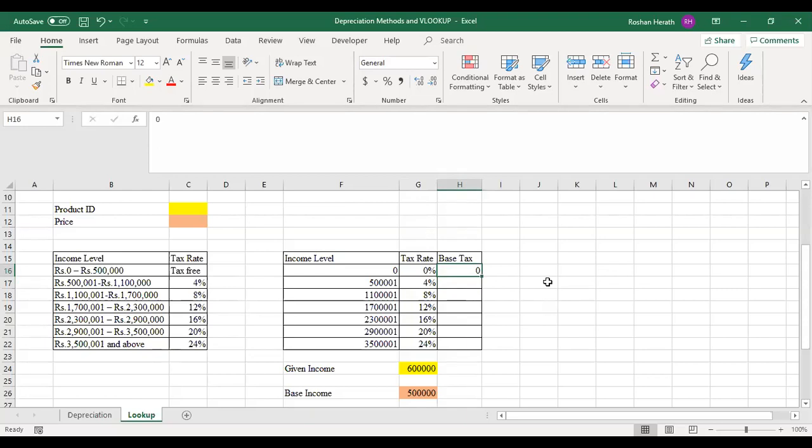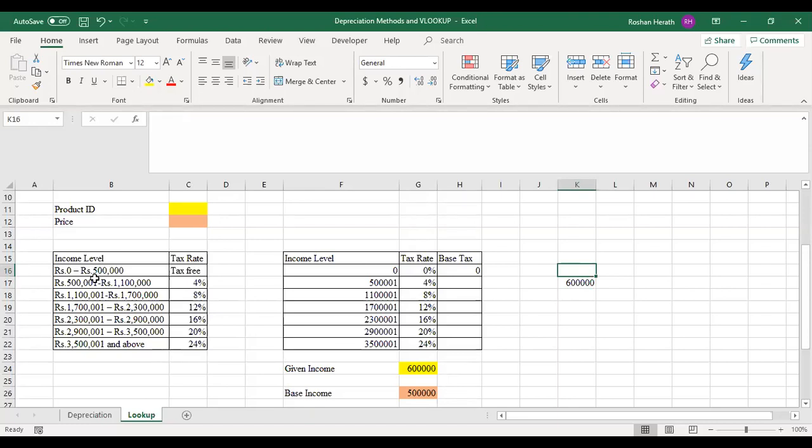Say that a particular person's income is 600,000. Let's assume the person's income is 600,000. In that case, what must be the tax that person would have to pay? So how many income bands are relevant for that person? If your income is 600,000, you are passing the first band, no? From 0 to 500,000 level. After that, this 600,000 comes. So therefore, you are passing one level, and that is what we call the base tax.